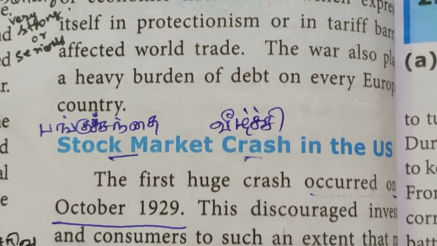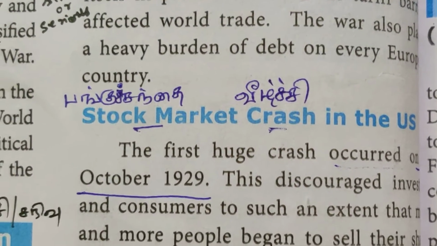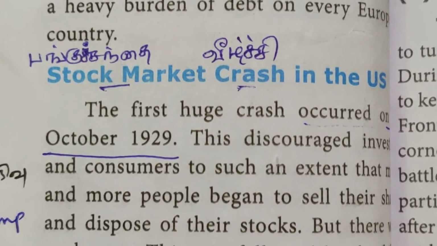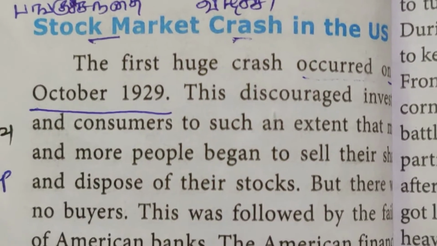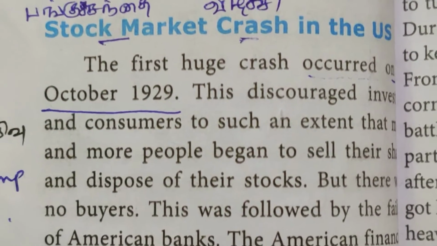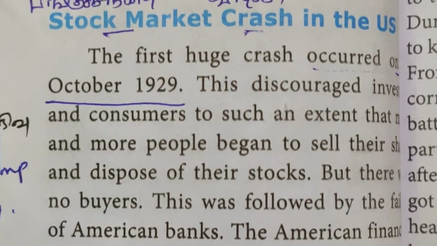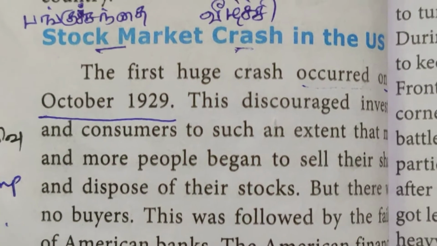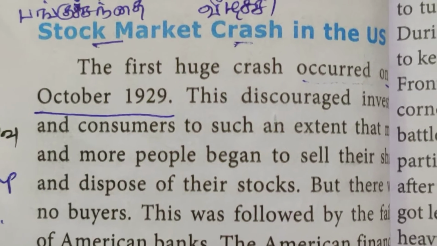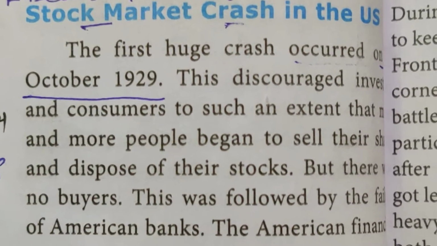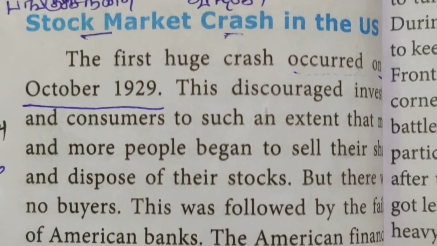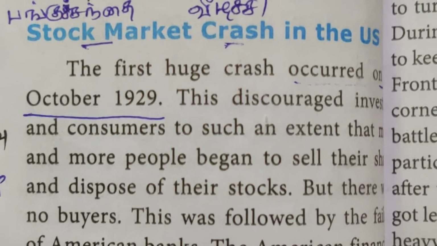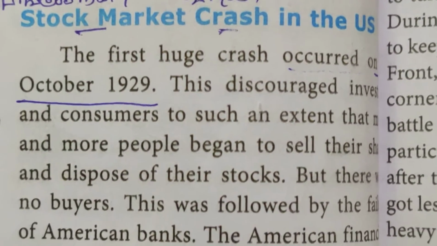Here we are going to discuss the stock market crash in the US. Stock market is nothing but a share market. What is the stock market? It is a place where shares of publicly listed companies are traded. A stock may be bought or sold only if it is listed on an exchange. That is what we call the stock market.